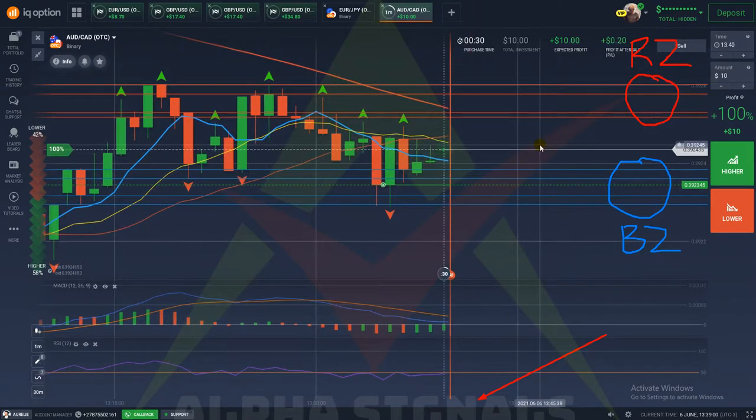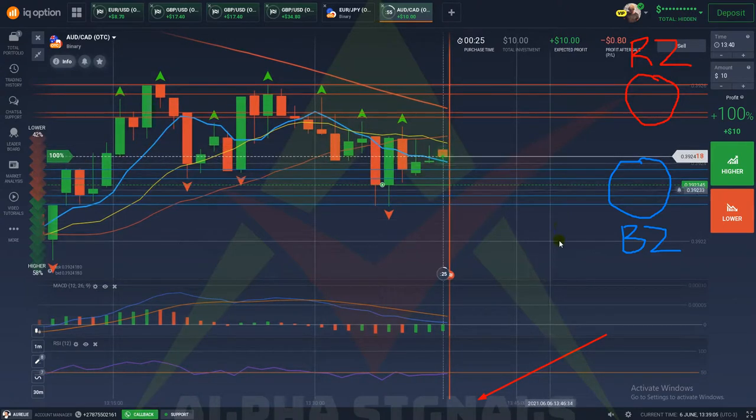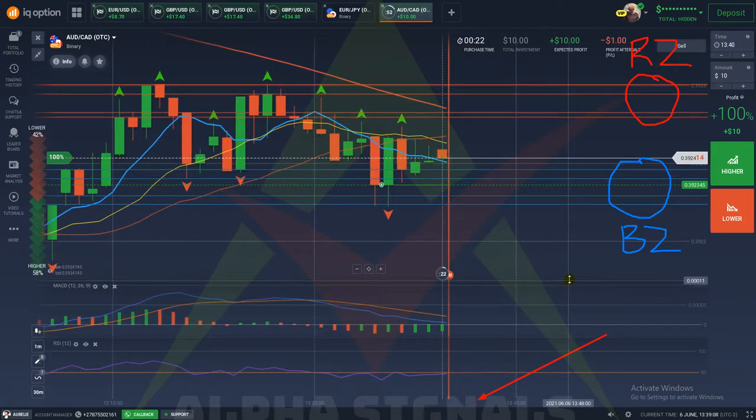All right, guys, so we're on the last minute of this trade. So far it's still looking good. And while we're waiting for this trade to close, I want to explain something about our signals.